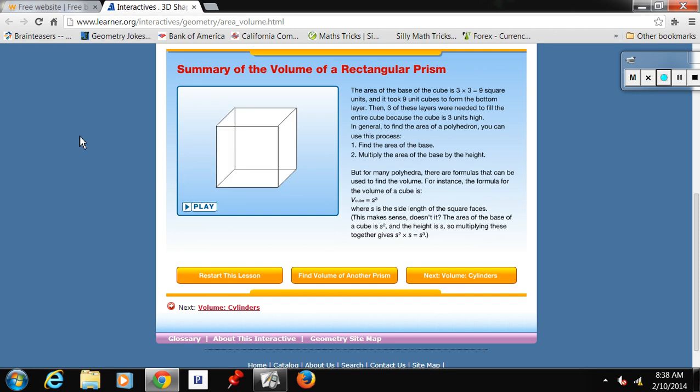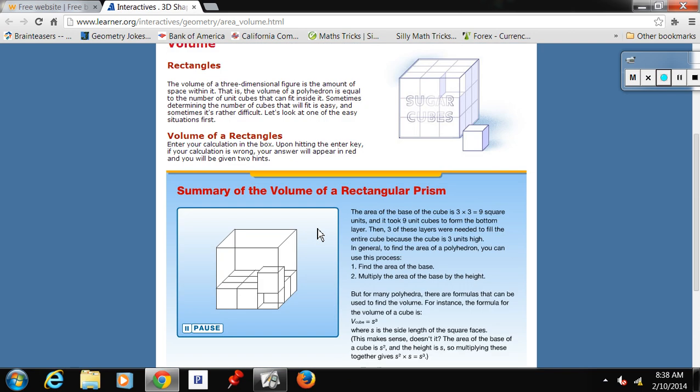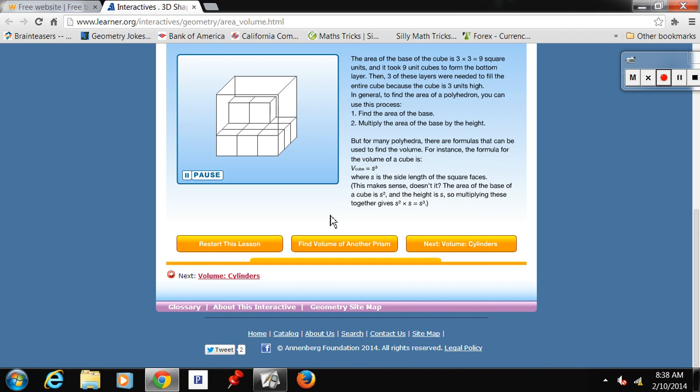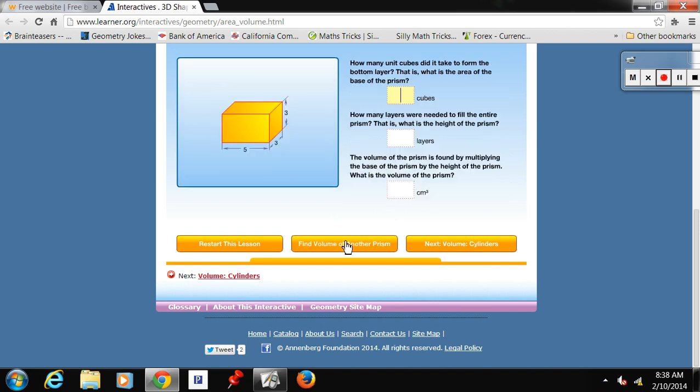Okay, so now you could also do the same kind of thing for rectangular prisms. Okay, so let's find, oh wait, did I do the cube again? Looks like I did the cube again. I thought they'd do a rectangular prism. Oh, another prism. Okay, so here it is right here. Let's try one. We got a prism that's 5 by 3 by 3. How many unit cubes did it take to form the bottom layer? 5 times 3, right? So that's 15 to form the bottom layer.